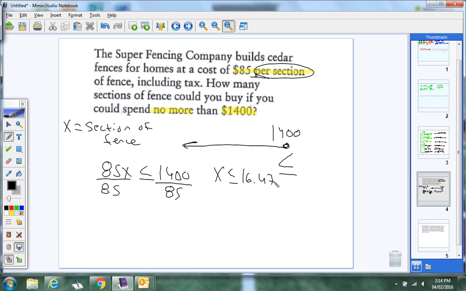Again, we're talking about sections of fence. We don't want to give somebody half a fence, so we want a whole fence. Therefore, we are going to round this down to 16 sections. So your actual answer would be x less than or equal to 16. That means we can make 16 or fewer sections of fence with the money given. All right, that's the first one.